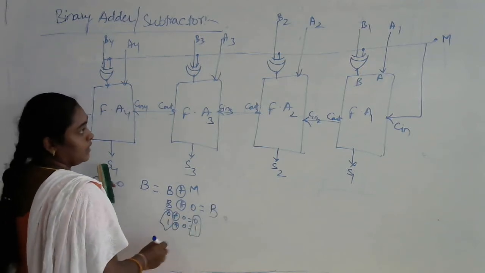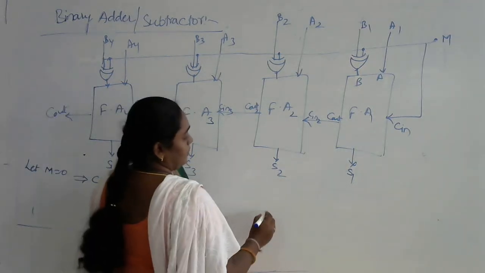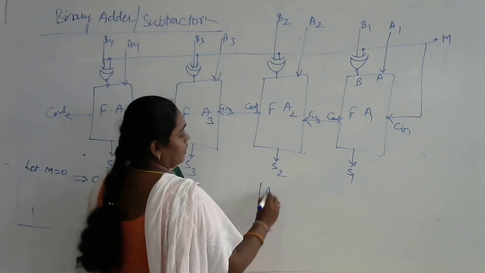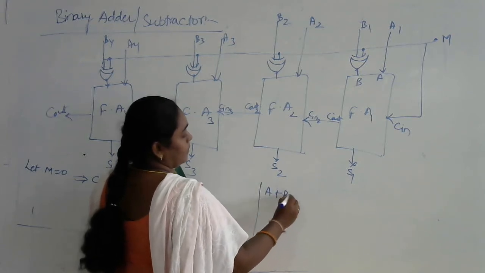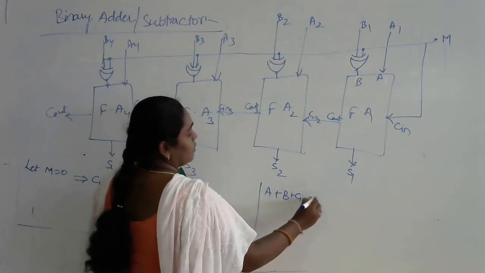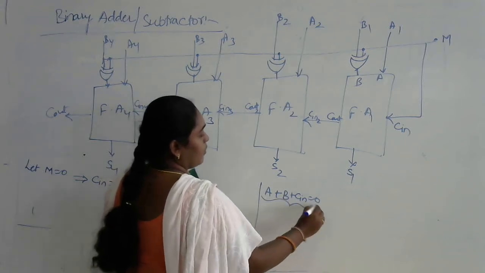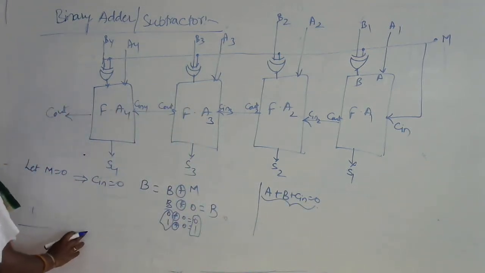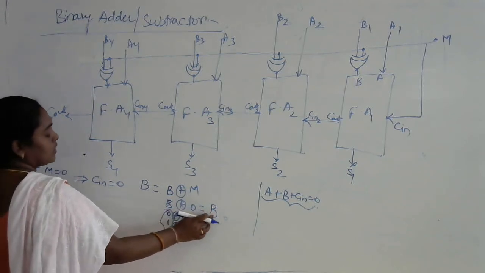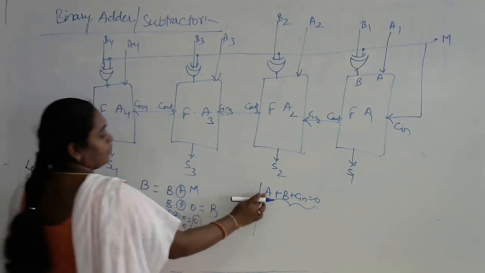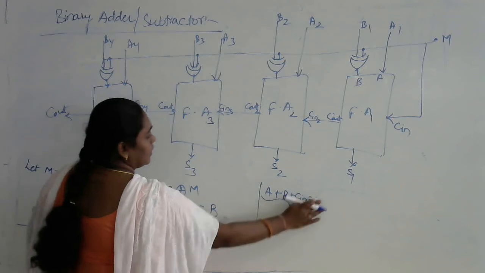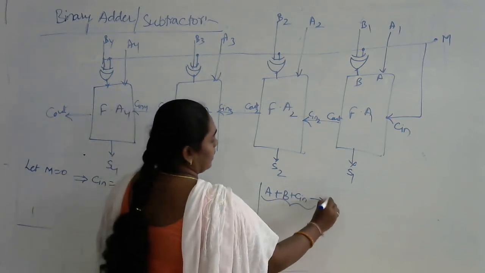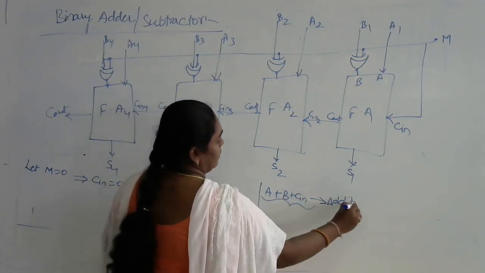Means I can say that this adder will perform the operation of A plus B plus Cn, where Cn is equivalent to 0. Means it is performing an operation of addition. So if Cn is equivalent to 0, B XOR with 0 is equivalent to B. So A plus B plus Cn is nothing but an addition operation.